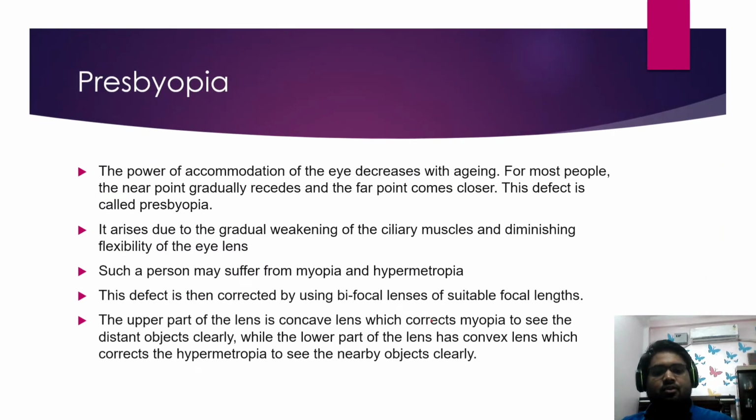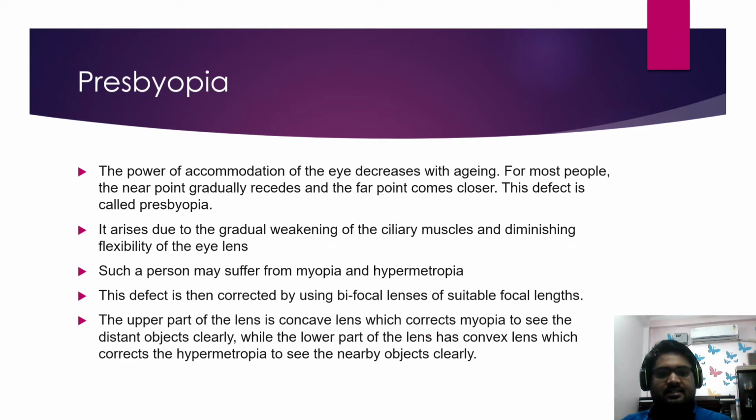So the power of accommodation of the eye decreases with aging. For most people, the near point gradually recedes and the far point comes closer. And this defect of vision is called presbyopia. It happens because the ciliary muscles get weakened and it diminishes the flexibility of the eye lens. Such a person may suffer from both hypermetropia and myopia.